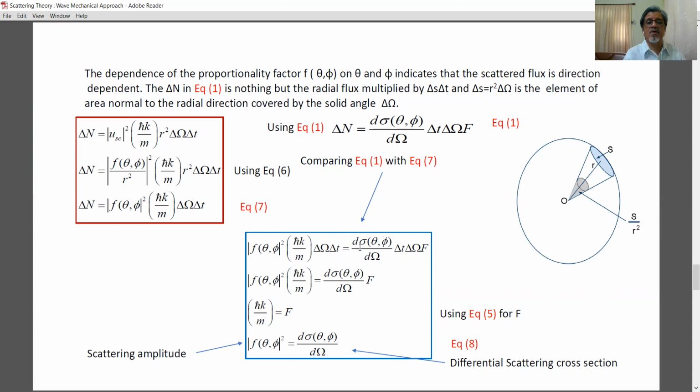omega, equal to f. Now we also know from equation number 5 that flux is equal to h cut k by m, that is equal to v. So it is this h cut k by m equal to f. So this cancels out. So ultimately the remaining thing is modulus f theta phi square is equal to d sigma theta phi by d omega. And modulus f theta phi square is known as the scattering amplitude. And the right hand side, d sigma theta phi by d omega, is known as the differential scattering cross section. And this is named as equation number 9.